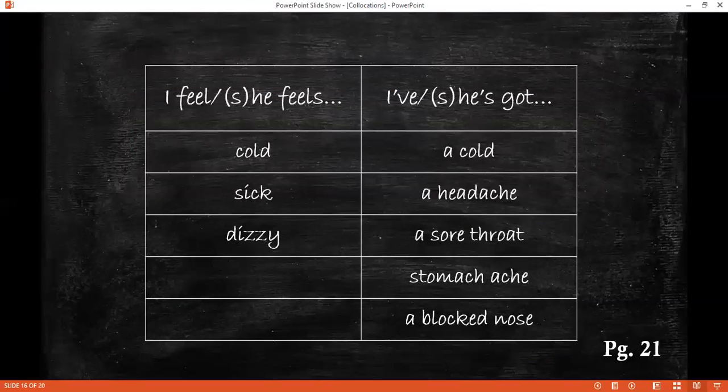Okay, if you have done, look at the answers, have a self-check. It is, I feel cold, she feels cold, he feels cold. So if you are selecting the word cold, it will go with the phrase, I feel cold, she feels cold, he feels cold. Then I feel sick, she feels sick, he feels sick. I feel dizzy, she feels dizzy, he feels dizzy.